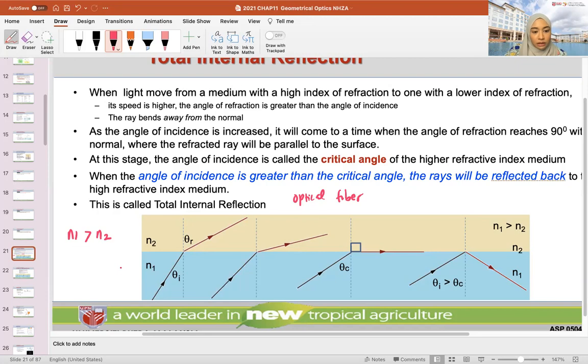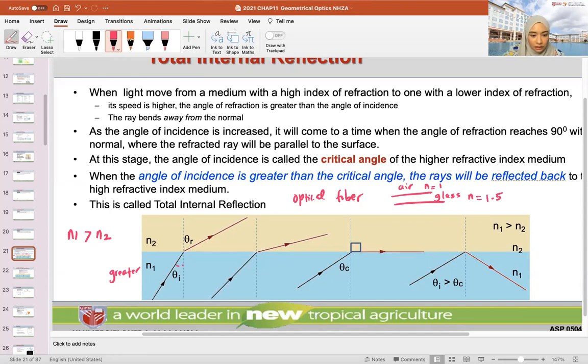With that said, your N1 has to be greater than your N2. So imagine you have the optical fiber. This is glass, right? You know glass is high density, and outside is air, which is not dense. So your air is N equals 1. This has to be N greater than 1, 1.5 maybe, or 1.455, something around that. So for total internal reflection to happen, it has to come from a medium of high N, where the light travels slower.